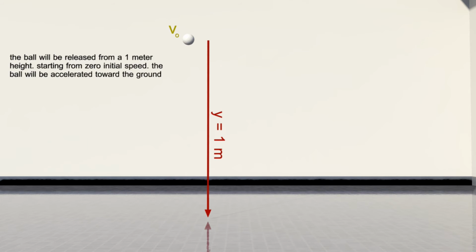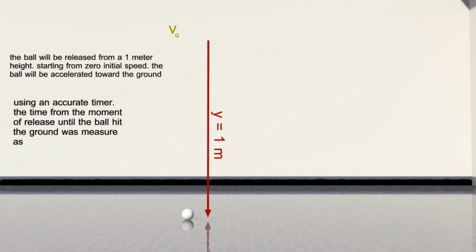Now let's consider the golf ball again. But this time, the ball is at 1 meter height from the ground, and it will be released with zero initial speed, so it's freely falling due to gravity. Using an accurate timer, the time from the moment of release until the ball touched the ground was measured as 0.4 seconds, which is less than half a second.